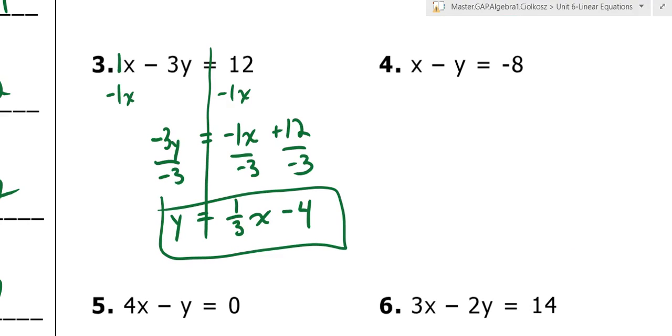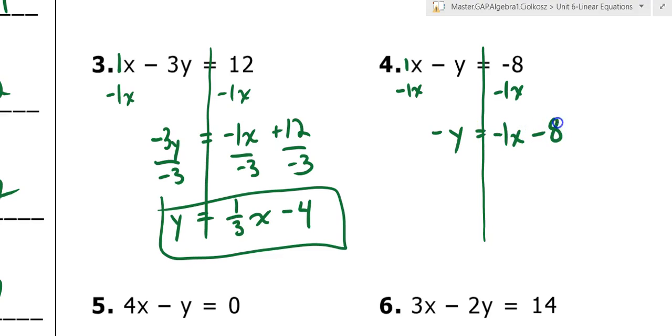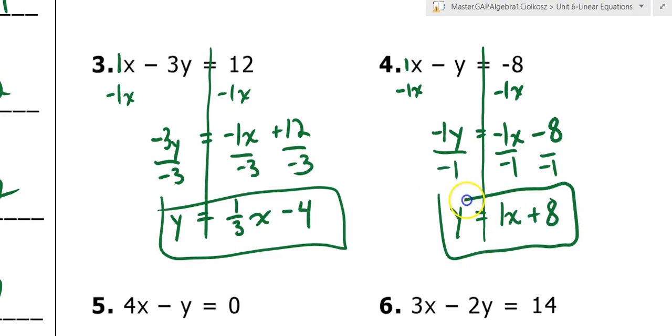Looking at number 4. Subtracting my 1x here again. Bringing down my negative y. Now, trick here, you got to make sure it's just y. So to get rid of that negative, it's like having a negative 1. I'm going to divide everything by negative 1. To get my final answer.